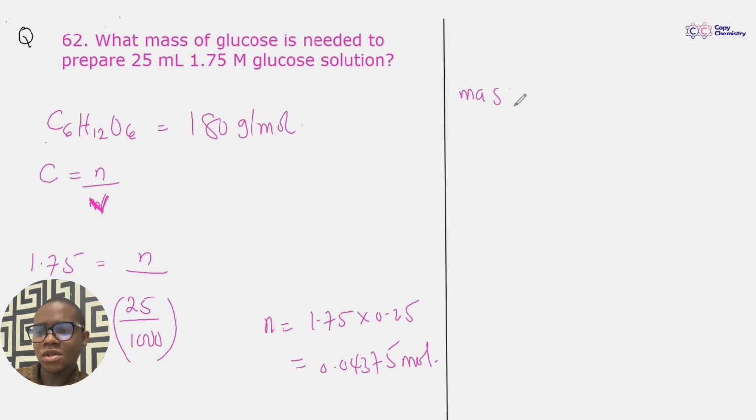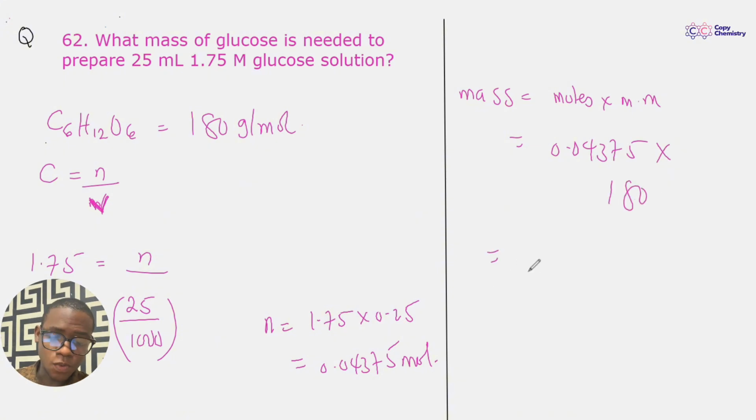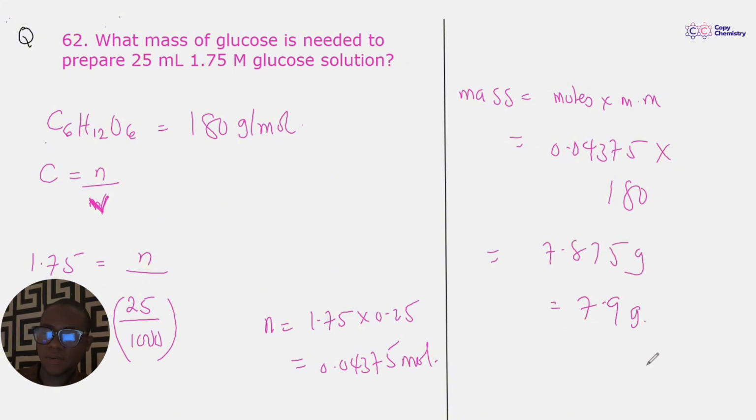So the mass is really easy now. It is going to be moles multiplied by molar mass. Okay, so the moles is 0.04375 as you know. And guess what the molar mass is? What we wrote before, 180. So that means that you have this multiplied by 180, and that's 7.875 grams, which is 7.9 grams. Okay, and that's how you solve this.